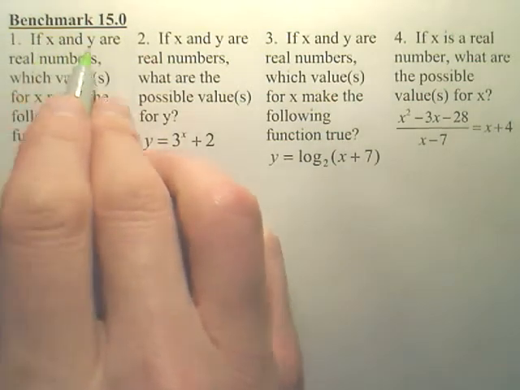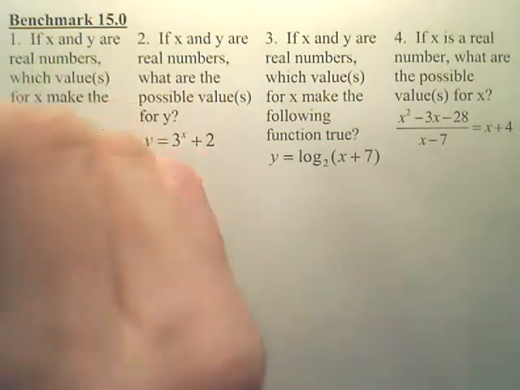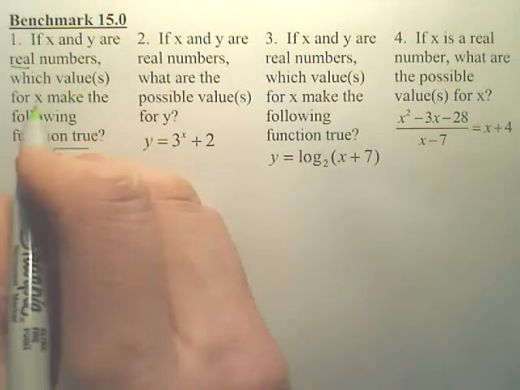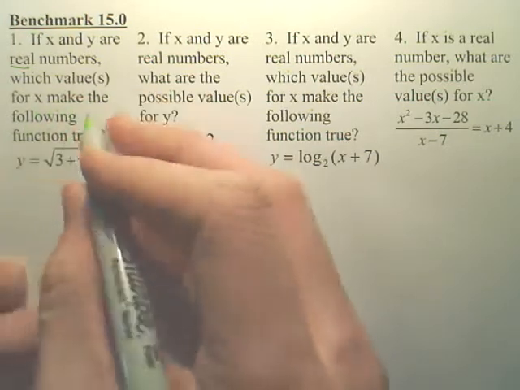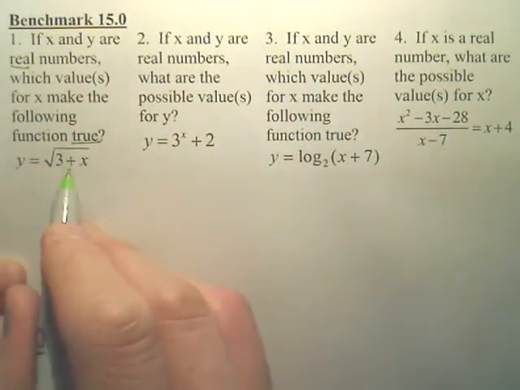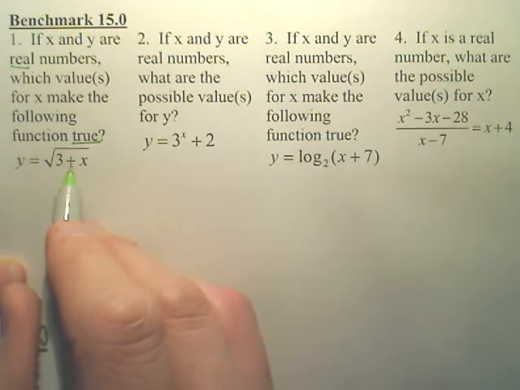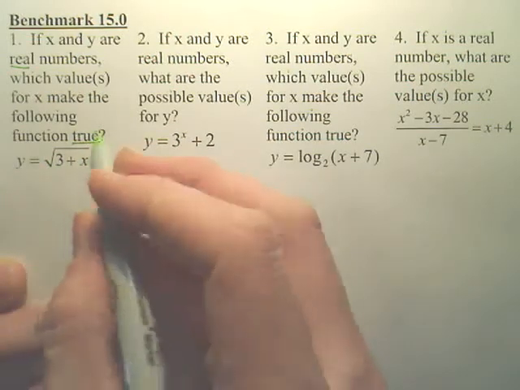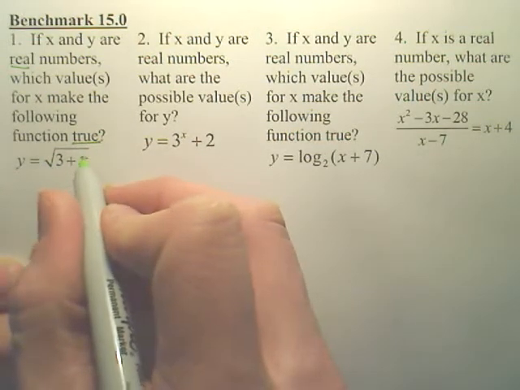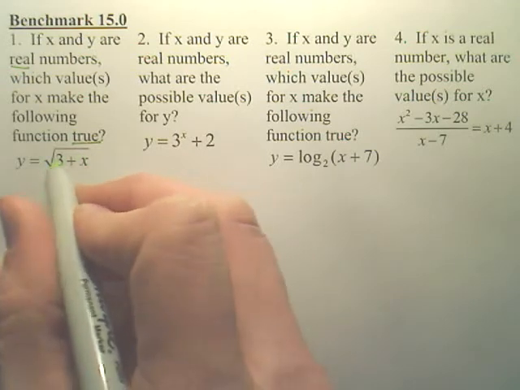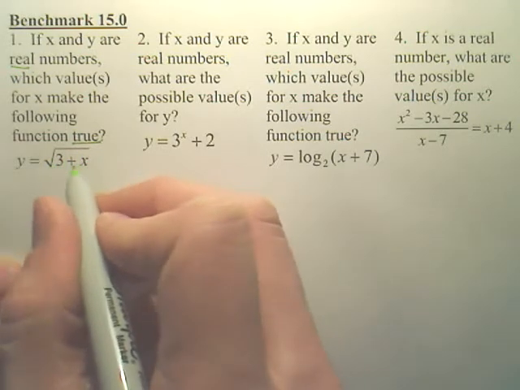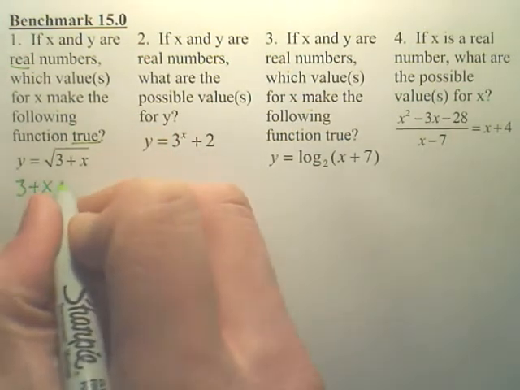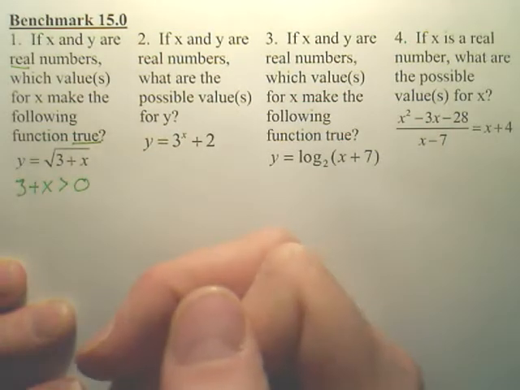Now, if x and y are real, meaning non-imaginary, which value or values for x make the following function true? So what x values can I plug in here and get true outputs? The key is that the expression under the radical has to stay positive, because if it became negative, it would malfunction the radical. So basically, 3 plus x must be positive, or greater than 0.